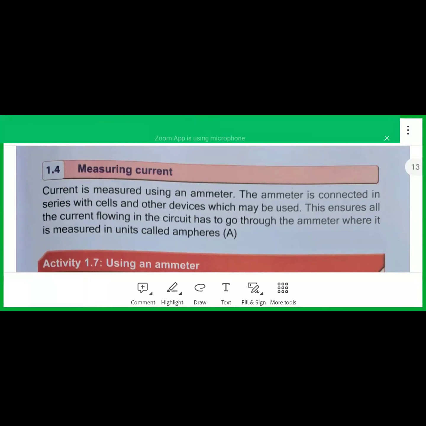Measuring current. Current is measured using an ammeter. The ammeter is connected in series with cells and other devices which may be used. This ensures all the current flowing in the circuit has to go through the ammeter, where it is measured in units called amperes.